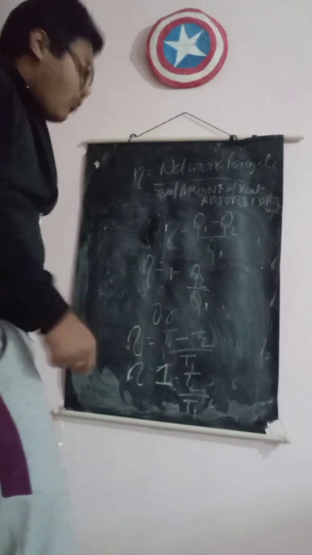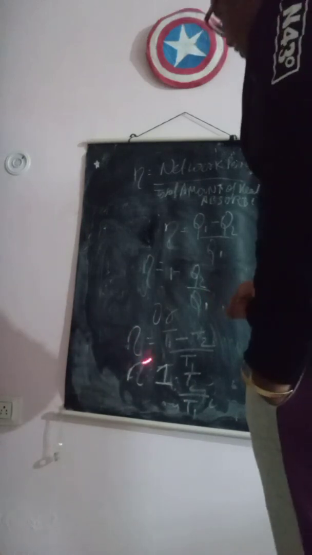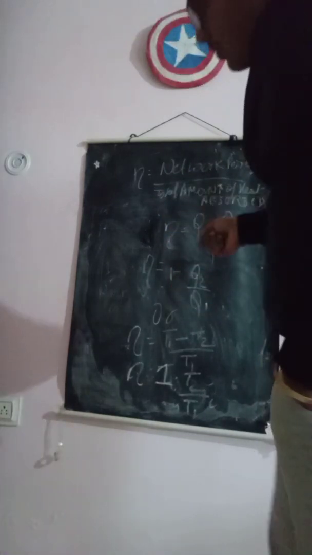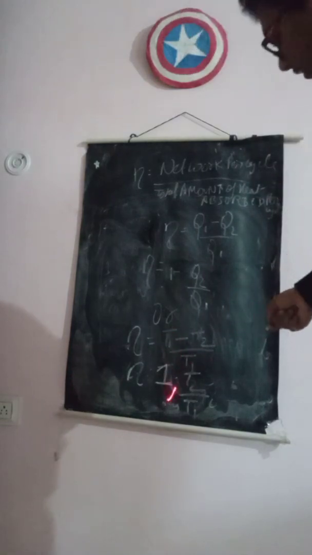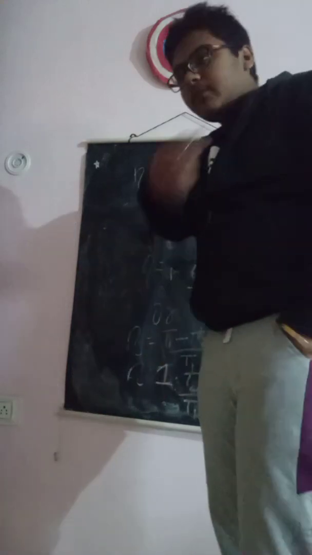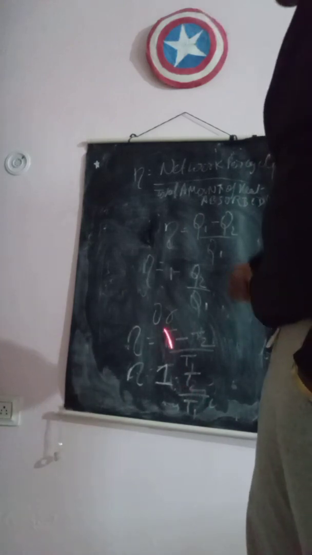This is basic maths. We can also derive another formula by substituting Q1 and Q2 with the temperatures, because temperature is proportional to the heat provided. So eta equals T1 minus T2 upon T1, where T1 is the temperature of the source and T2 is the temperature of the sink.